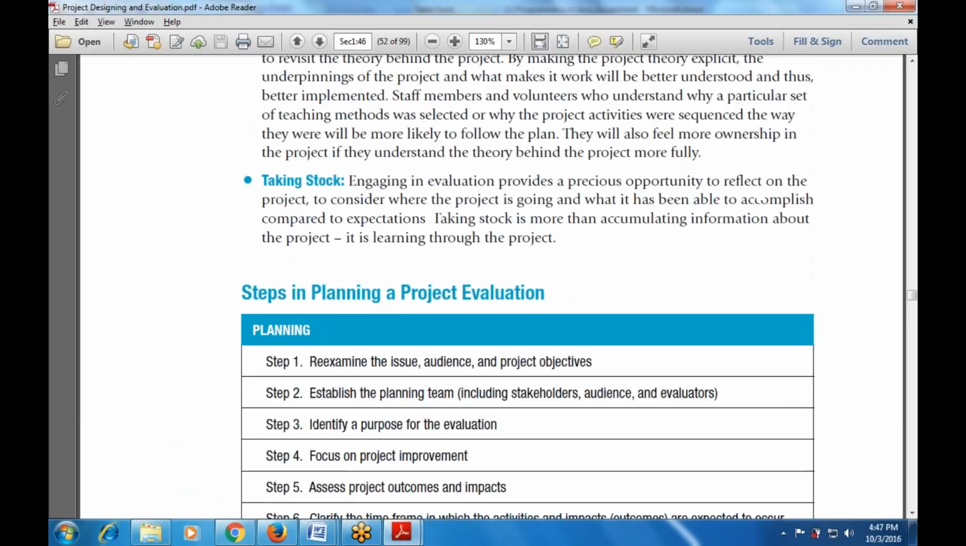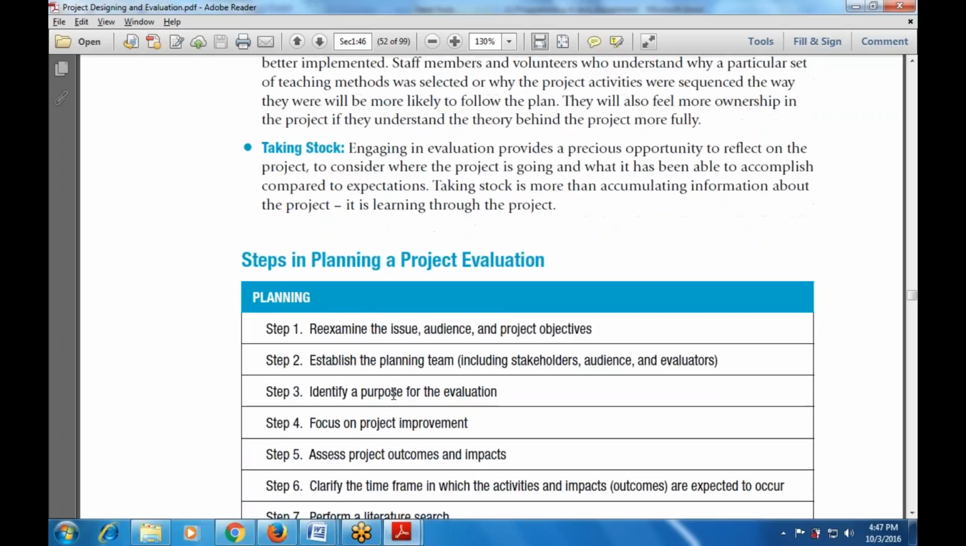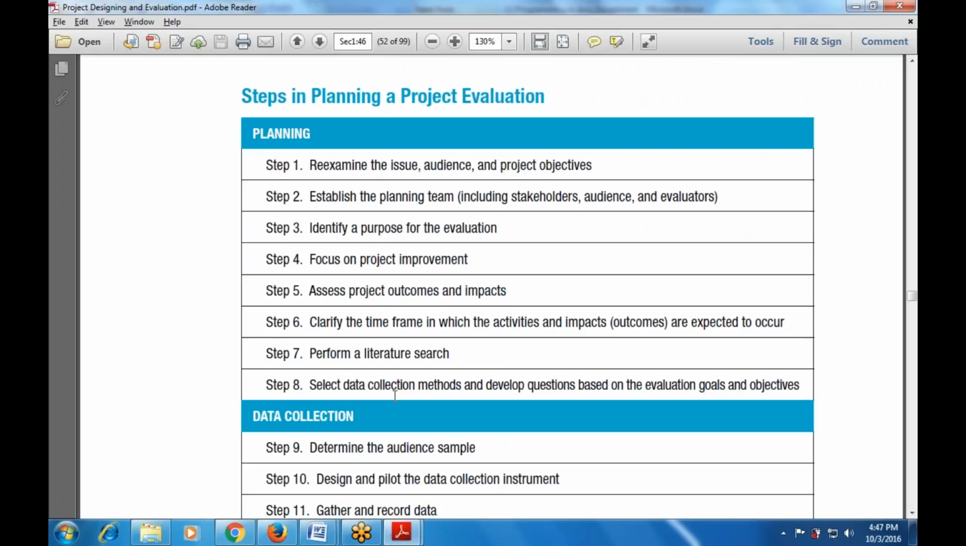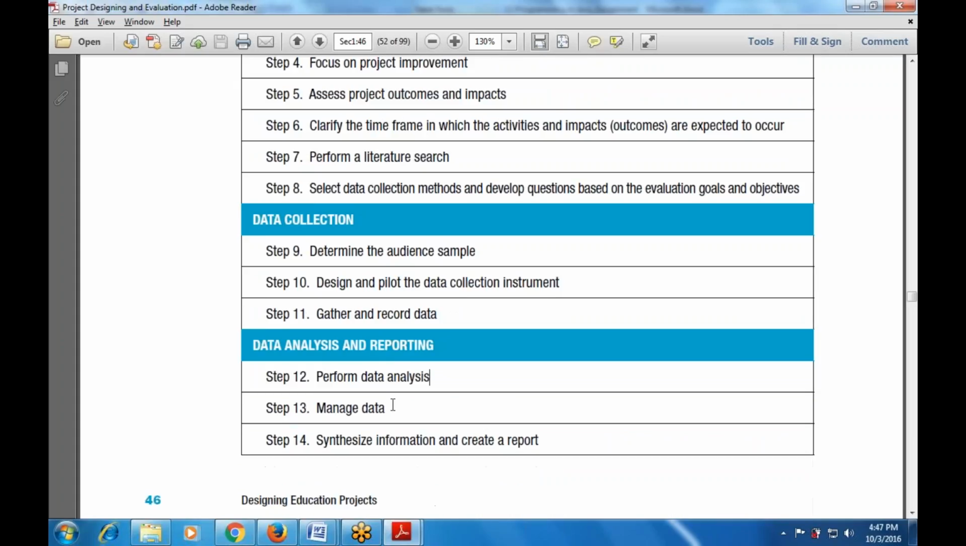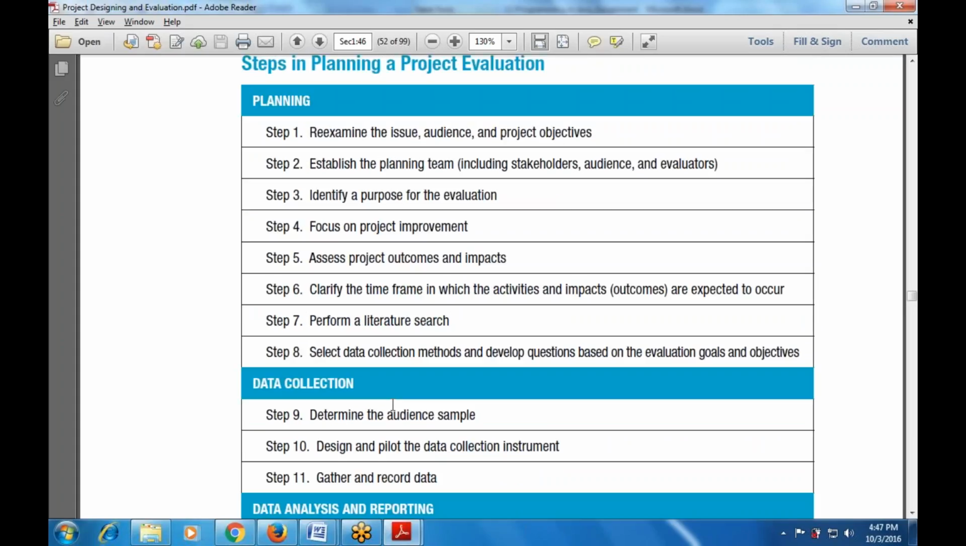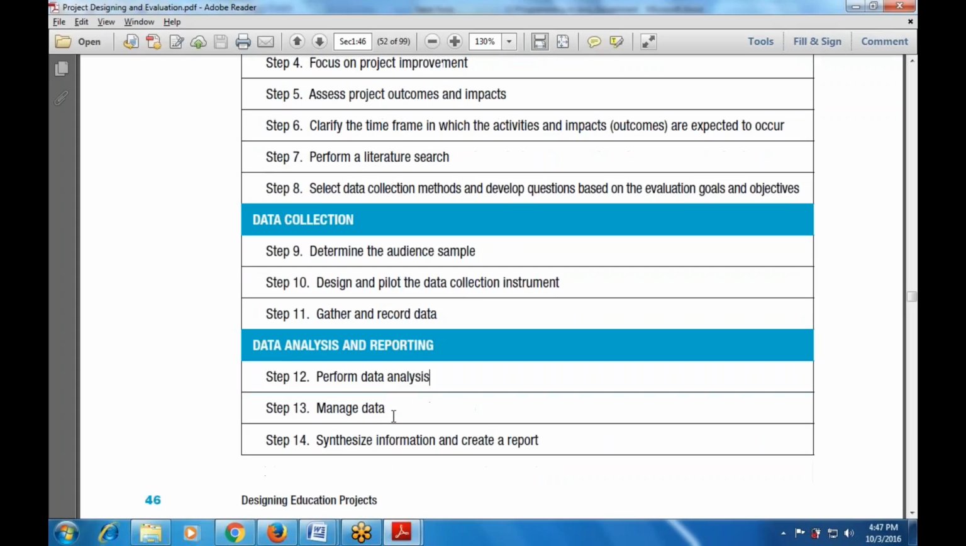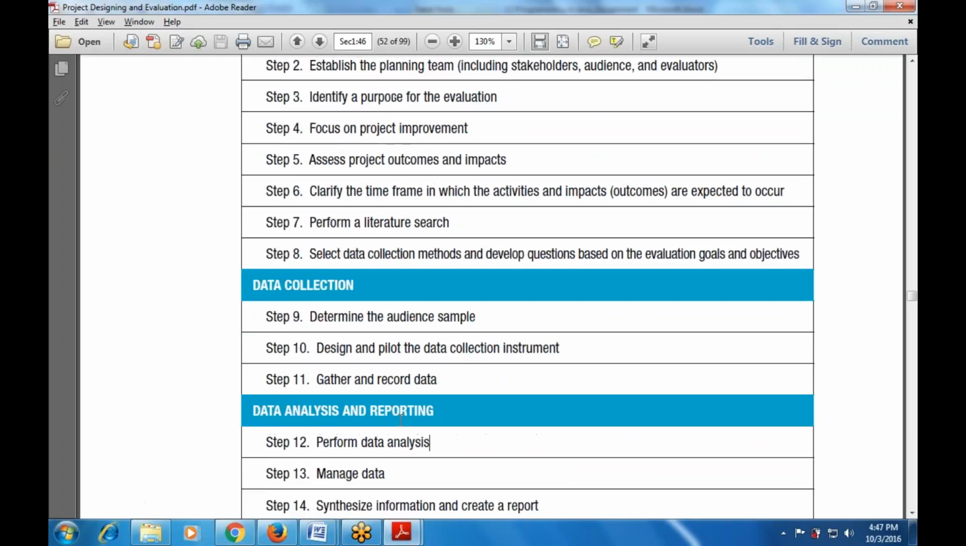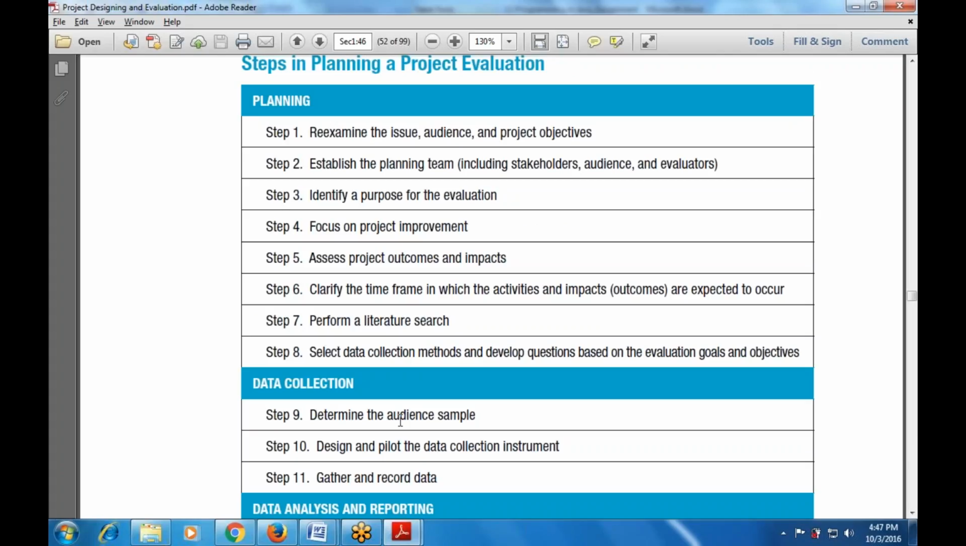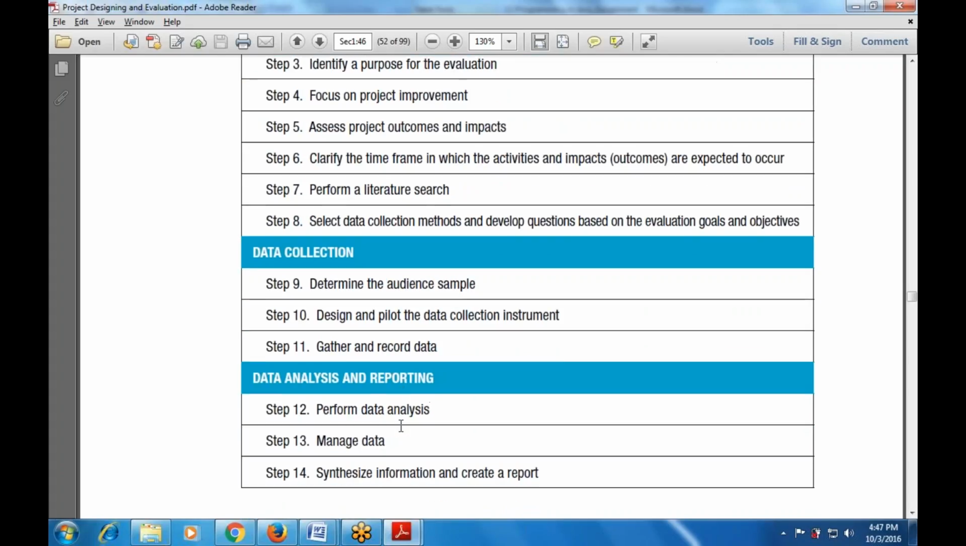So in totality, there are 14 steps in planning a project evaluation, how it is developed and why it is developed. That is divided into 3 parts: planning, data collection, and data analysis and reporting. 8 steps for the planning, 3 steps for the data collection methods, and the last 3 steps for the data analysis and the reporting. So the whole scenario is divided into 14 steps, and that is again divided into 3 parts.